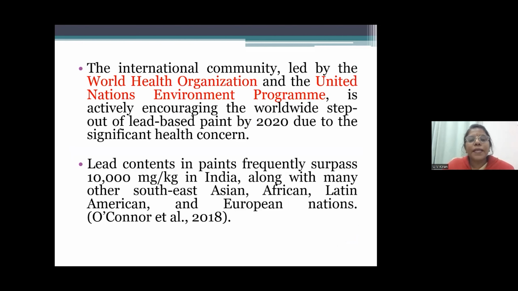One more survey was conducted by the international community, by the World Health Organization and the United Nations Environment Program, which says that they want to eliminate lead-based paint by 2020 because of the significant health concerns to the people who are working in that industry specifically. And it was seen that lead content in paints surpassed 10,000 mg per kg in India, along with many other Southeast Asian, African, Latin American, and European nations, in a study conducted by O'Connor et al. in 2018.